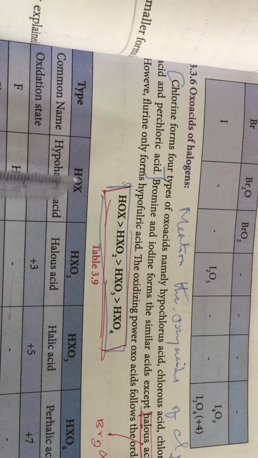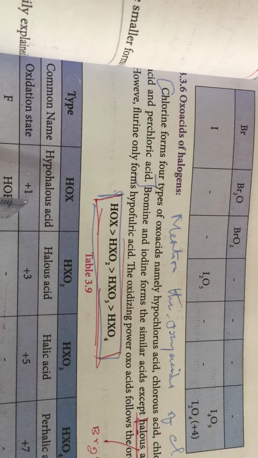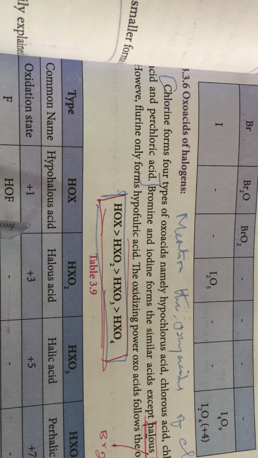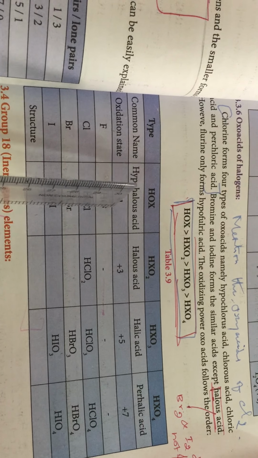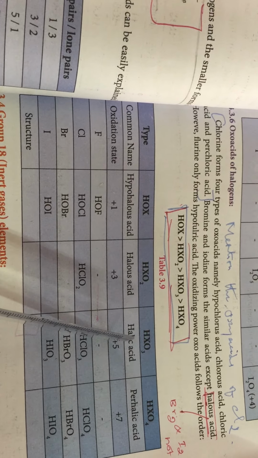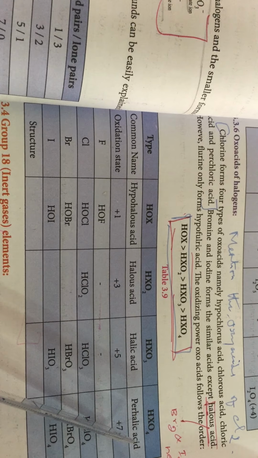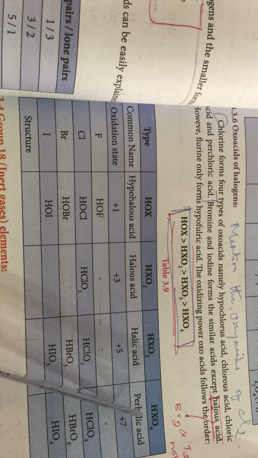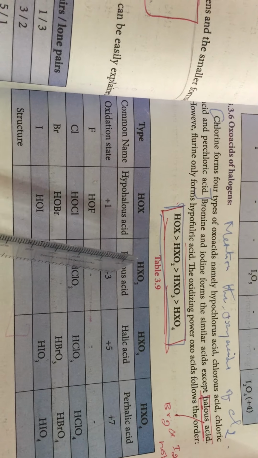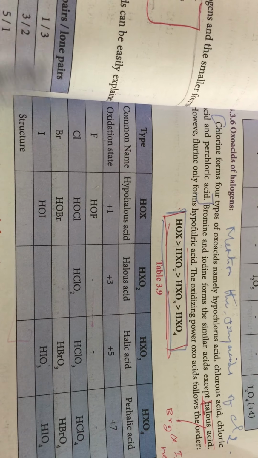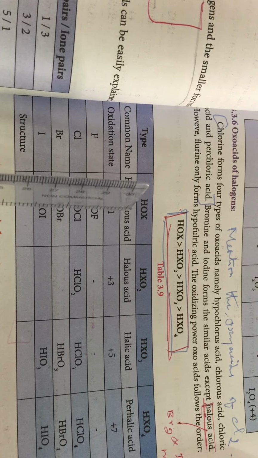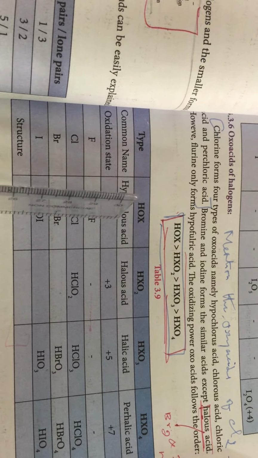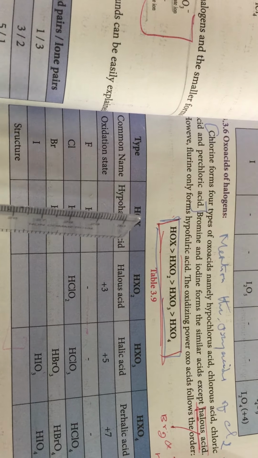Next one is the oxo acids of halogens. Oxo acids of halogens are classified into 4 types: hypohalous acid, halous acid, halic acid and perhalic acid. There are 4 types of acids here, that is the oxo acids. What is the difference between oxides and oxo acids? An oxo acid carries hydrogen, oxygen and halogen. Oxides have only oxygen and halogen.